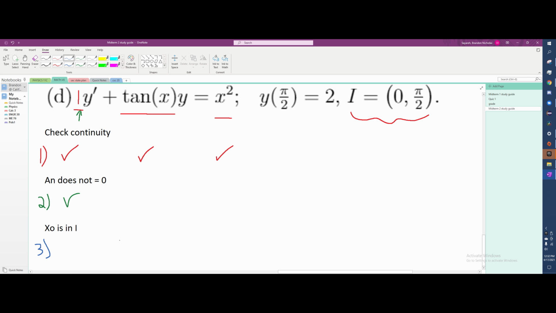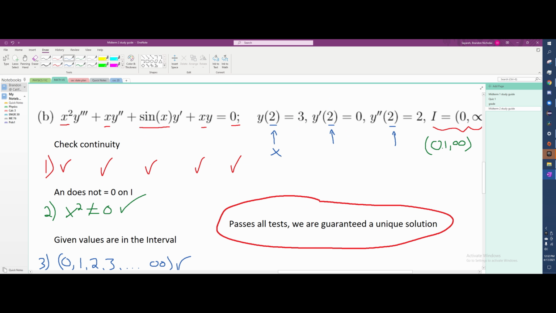For our last step, we need to make sure our given value is in the interval. This value is actually called x naught. And in B, these values are x naught. I should have stated that earlier. But this is what we label them, and we have to ensure that it is in the interval.